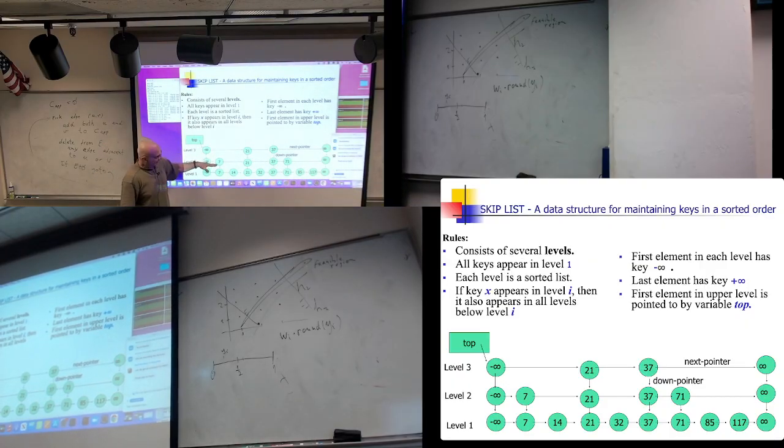But a key might appear in different levels also, with the following constraints. If a key appears in level 2, then it must appear also in level 1. You cannot appear in level 2 without appearing in level 1. And if you appear in level 3, then you must also appear in level 2 and also appear in level 1.